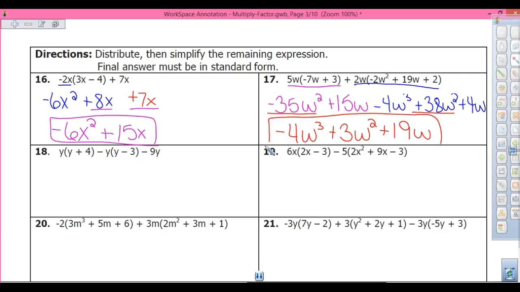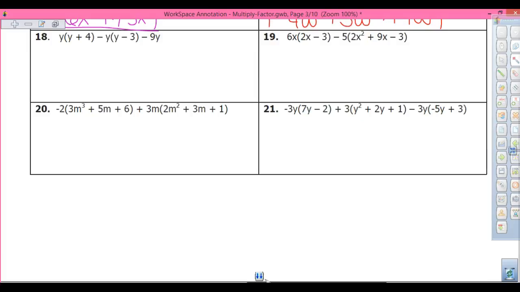All right. Do we want to do 18 or 21? 21? All right. So let's take a look at 21. First we distribute what we can. So this part right here, we get negative 21y squared plus 6y plus 3y squared plus 6y plus 3.